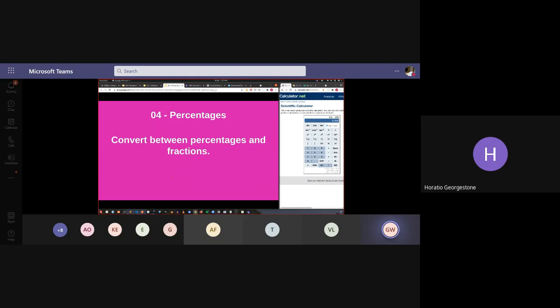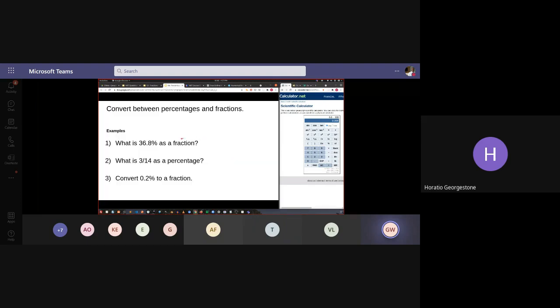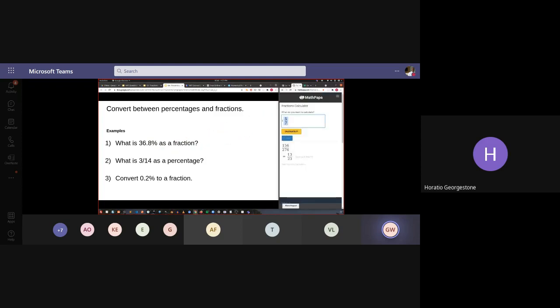Okay. Convert between percentages and fractions. This is super easy to do because we've already learned how to convert percentages and decimals. That's what we did just now. And we already know how to convert decimals and fractions using a calculator, because the calculator does it for you. You just need to press that little S-D button that switches between decimal and fraction. So all you do is convert it to a decimal and let the calculator do it for you. Now let's see if my online calculator can do this.